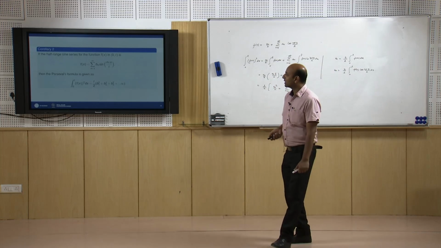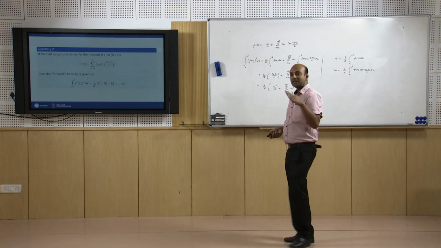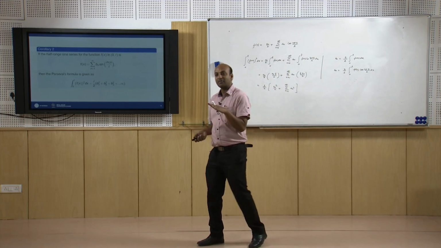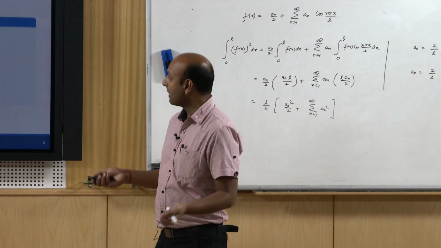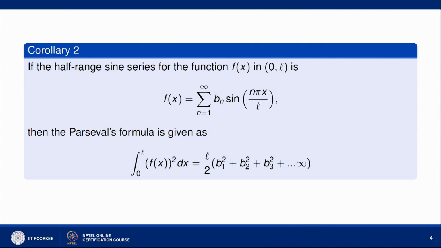Similarly, if we have a half range sine series, that is, we extend the function considering the function as an odd function, then the Fourier expansion is given by f(x) equals the summation of b n sin(n pi x by L). Using Parseval identity, we will obtain the integral from 0 to L of f(x) whole square dx, which will be nothing but L by 2 times the summation of b n square. This formula can also be derived along the same lines.